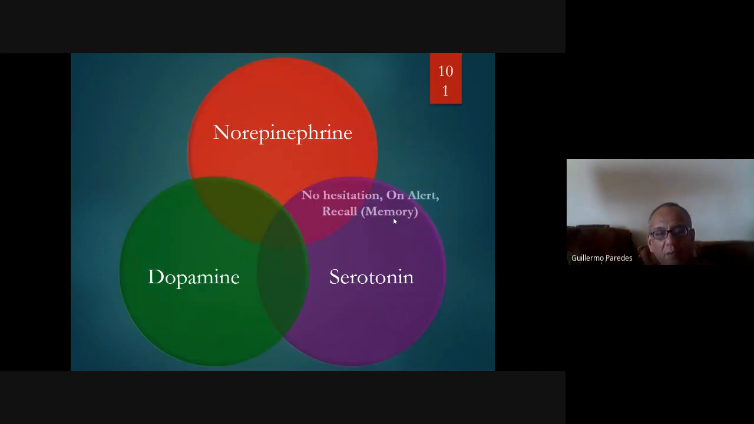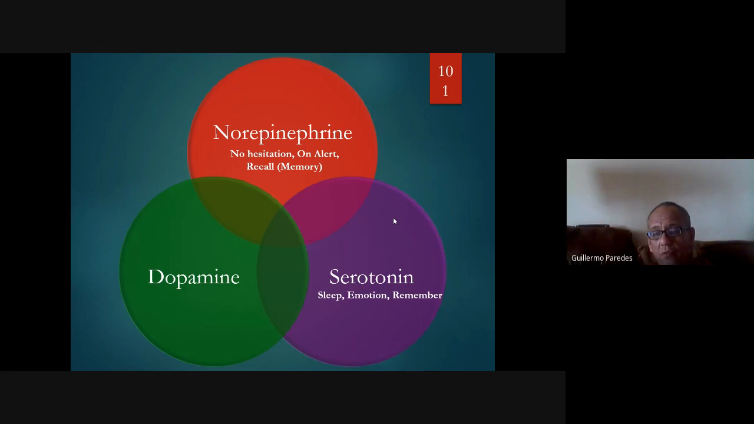All right. So here we have the norepinephrine. What it's doing in the central nervous system is no hesitation. So that makes you more kind of making decisions, right? You get alert. You're going to be improving your memory. So what is serotonin doing in the central nervous system? Sleep, emotion, remember, right? Mood disorder. Dopamine, determination, obsession, the pleasure.